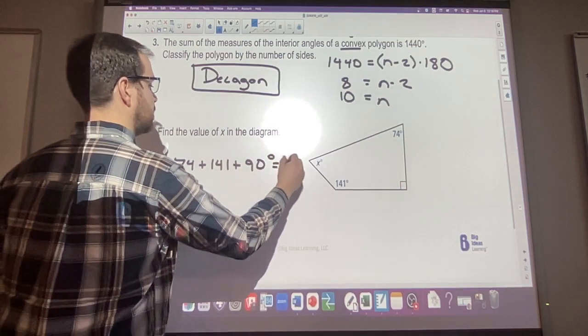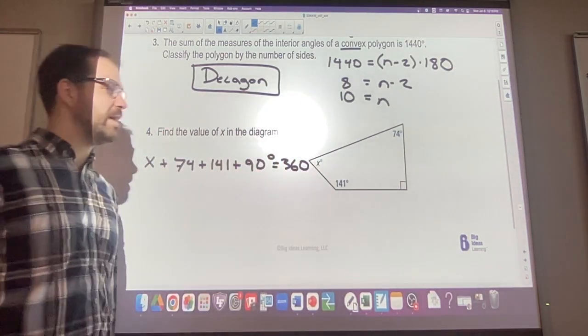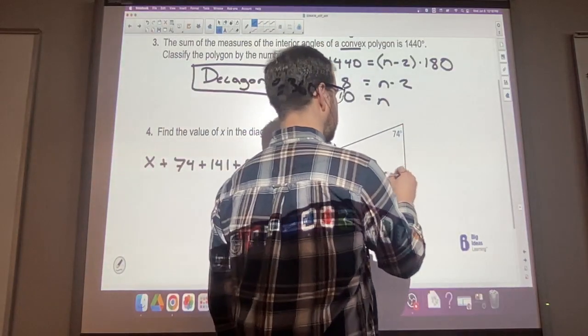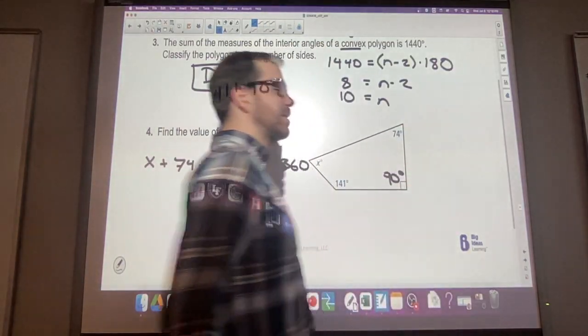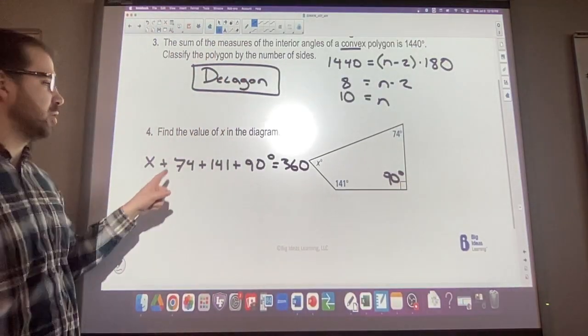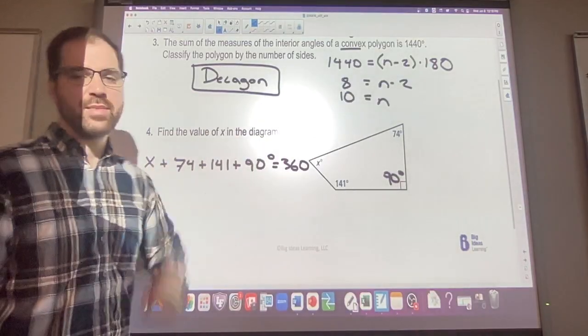Here's the deal, guys. So many people leave out this 90 here, this 90 degrees. There are still 4 angles we have to include. So this is 90 degrees. Make sure that's in your equation, or if you're not using an equation, you subtract 90 as well. So 74, 141, 90, and some other mystery number have to make 360.